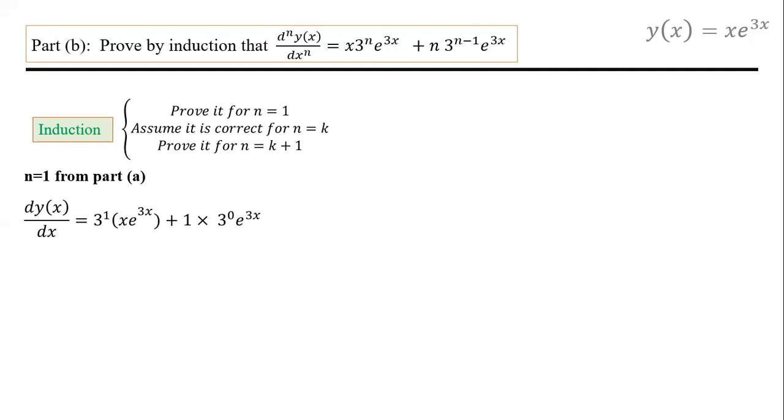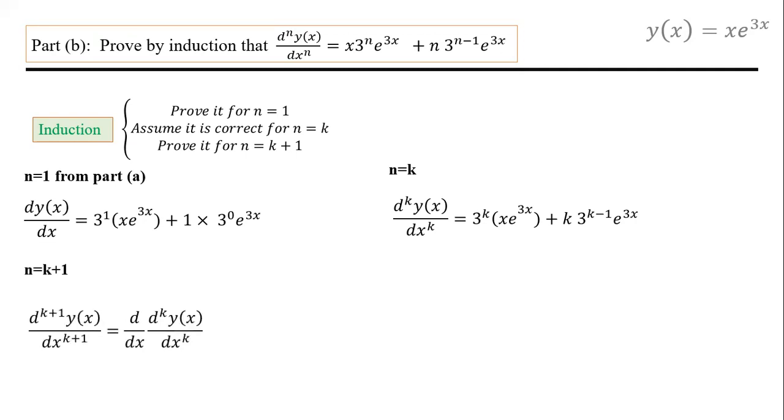So we already have the result for n equal 1. n equal 1 is the first derivative, so we have it from part A. So dy over dx is 3 multiplied by x multiplied by e to the power of 3x plus e to the power of 3x multiplied by 3 to the power of 0, which is 1. Now we assume that the expression is correct for n equal k. It means the kth derivative of y(x) is 3 to the power of k multiplied by x multiplied by e to the power of 3x plus k multiplied by 3 to the power of k minus 1 multiplied by e to the power of 3x.